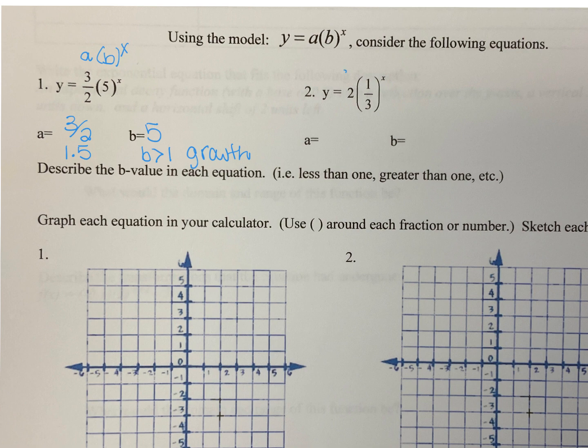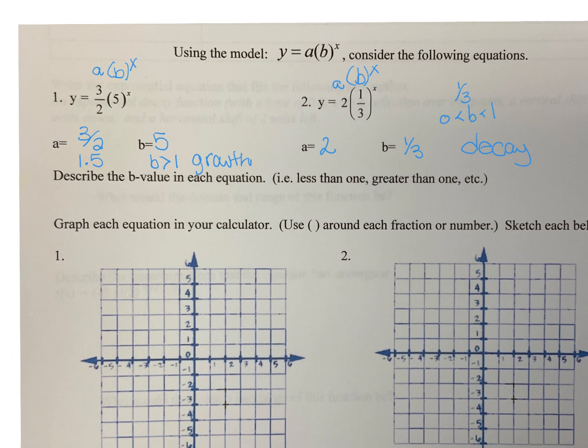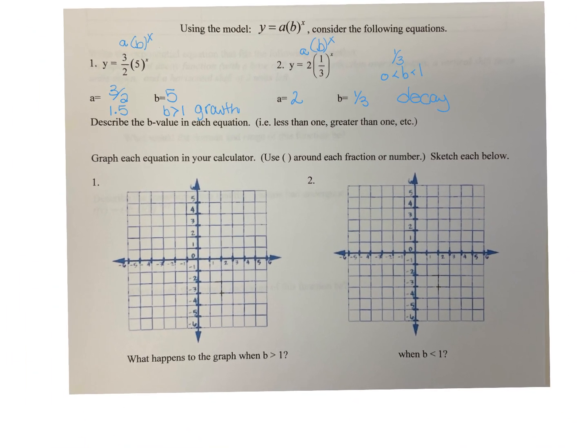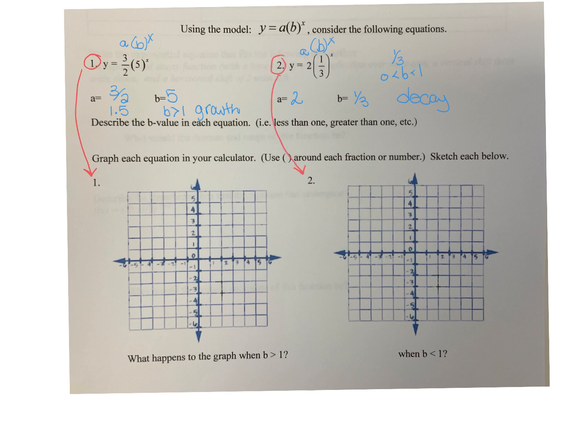In number 2, A, B to the X. My A is 2, my B is 1/3. Because 0 is less than B, which is 1/3, which is less than 1, this is going to be a decay graph. We're going to use number 1 and number 2 to sketch the graphs.